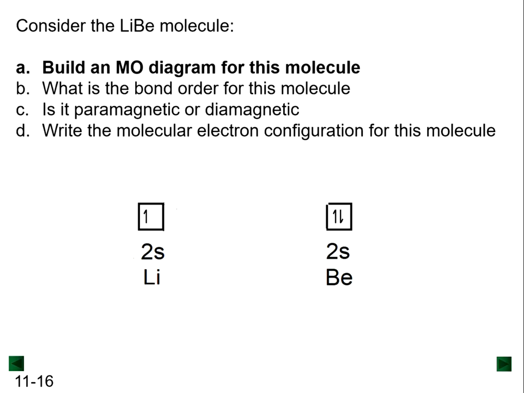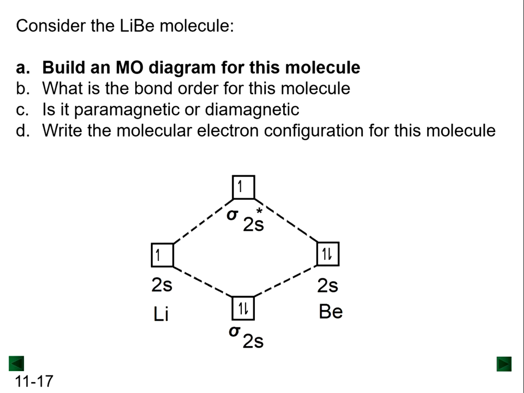First, let's build an MO diagram. So we'll take the 2 atomic orbitals. So lithium is a 2s1, beryllium is a 2s2. We combine these together and we end up with a sigma 2s and a sigma star 2s. We have a total of 3 electrons, 1 from lithium and 2 from beryllium, and therefore we fill them up from the bottom up. 2 go into the sigma 2s, and 1 goes into the sigma star 2s.